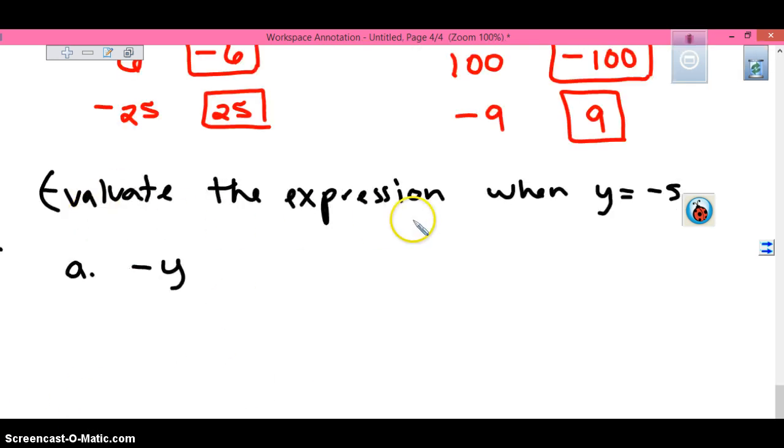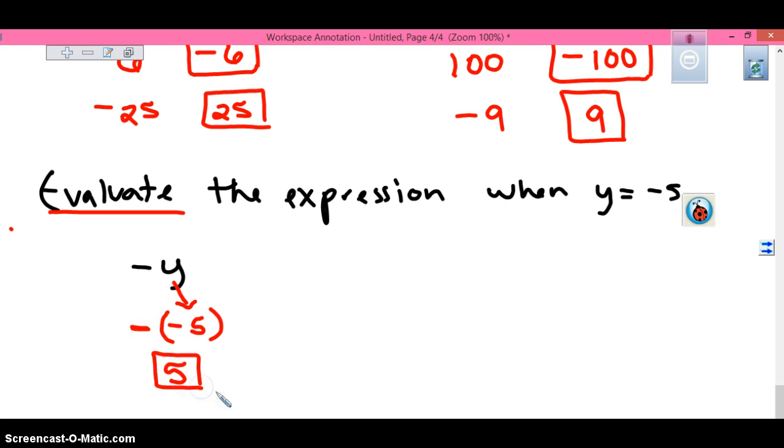If we have to evaluate the expression when y equals -5, what does evaluate mean? Solve, find the answer to. Then if we have -y, that means that we have to substitute y with what? -5. Now it has a negative in front of it, we have to keep it. Going to open parentheses and put my -5 that I'm substituting for y. What happens when we have two negatives together? Becomes a positive. Two negatives become a positive, that means this is equal to 5.